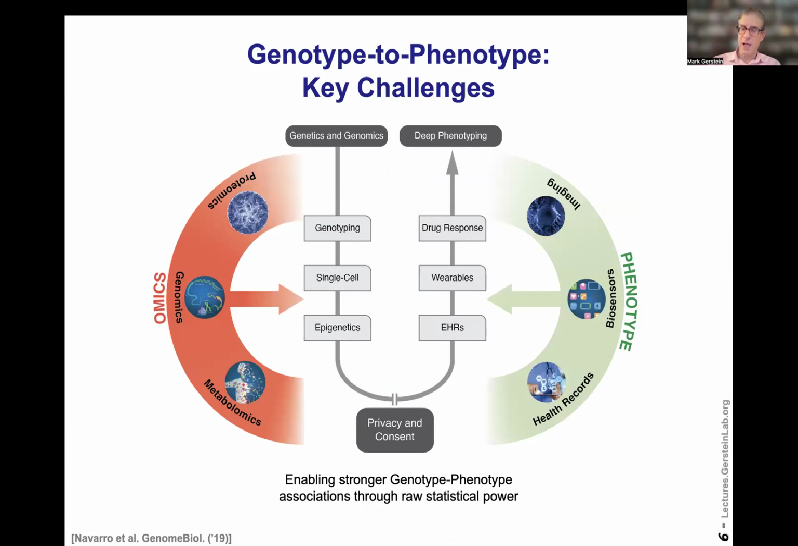We can find associations. And one of the big blockades in getting more power is just getting people to consent to donate their samples to large-scale medical research. And one of the ways to do this is to make them feel comfortable with the privacy of this information. So we work a lot on privacy and consent.